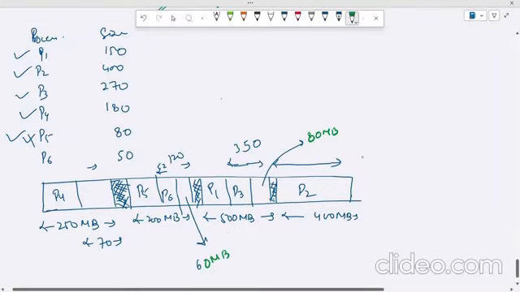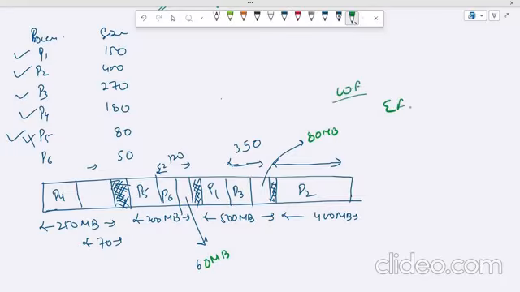So now let's calculate the external fragmentation in worst fit. Okay, so 70, 60, 80. So it becomes 210.